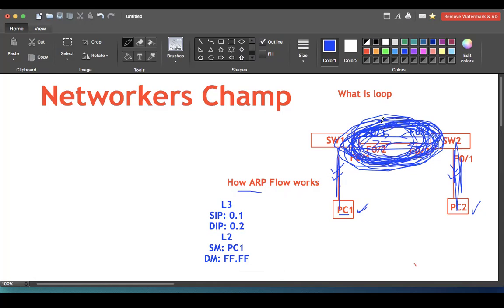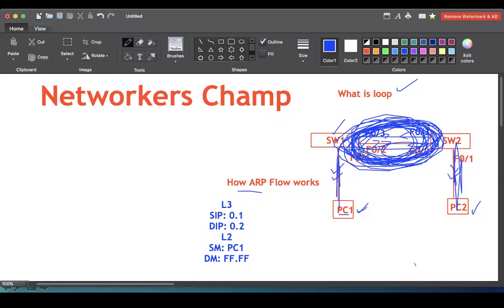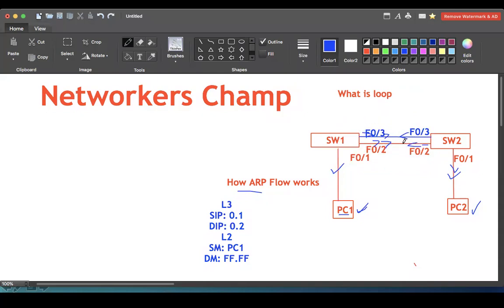This is called a loop, and it is dangerous because it can choke all the bandwidth of the interface. It can utilize the resources of all the devices. Ultimately, your network can become unstable, right? So to prevent the loop, that's where STP comes into the picture, in this case where we have redundant links. And it prevents the loop.